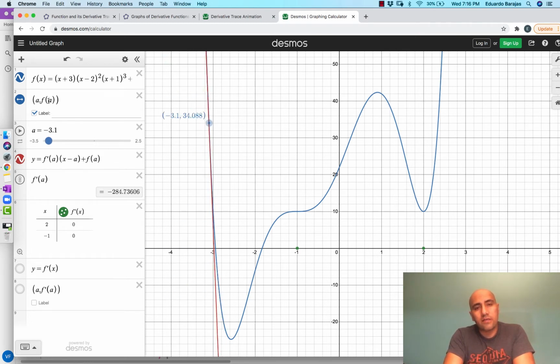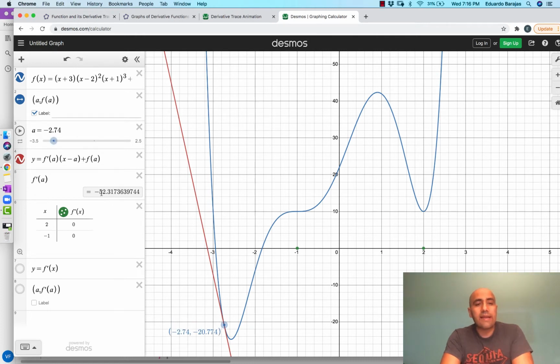You see how all of these slopes are negative? We start off with a very big negative slope over here. And then as we get closer and closer to the right, we see that the slopes get smaller and smaller. You might have noticed this little value right in here. This is automatically telling me the slope. That's Desmos, I set it up that way. So at this point, when the input is 2.74, the output is negative 20.774. That's this ordered pair on the blue graph. And the slope of the red line is negative 52.